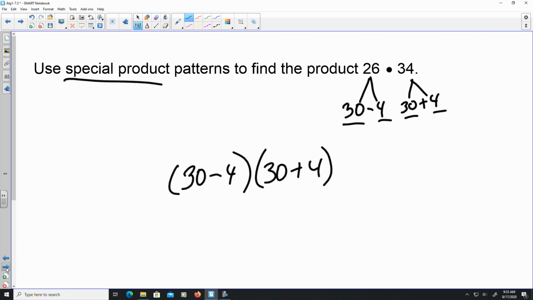So all we have to do now is take 30 squared, which is 900, subtract it by 4 squared, which is 16, and then I take 900 minus 16, and we get 884.